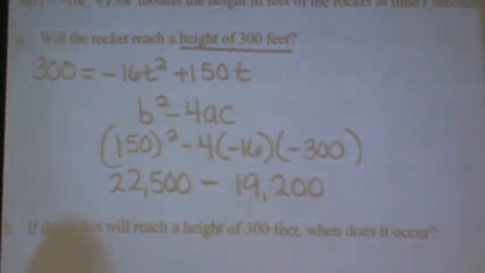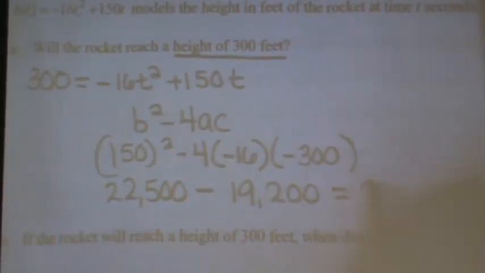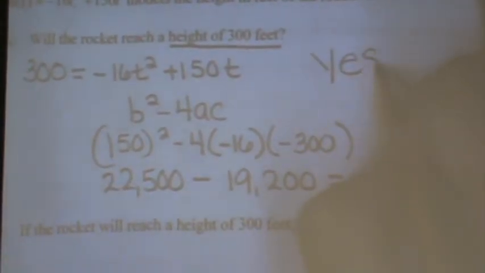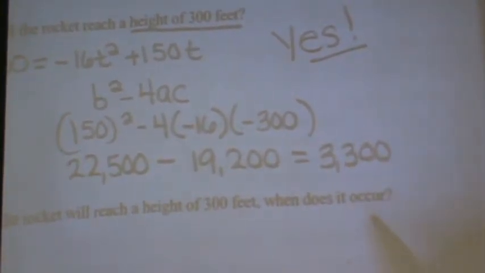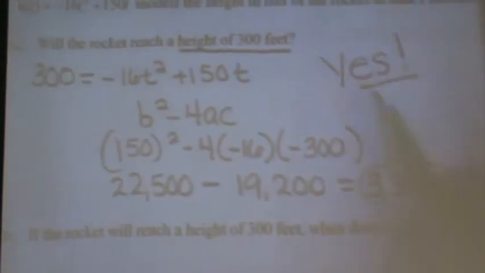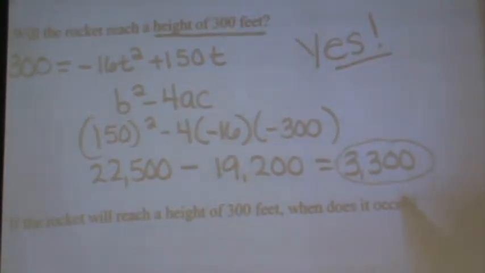So, will the rocket reach that? I want to know, yes or no? Yes, because that's going to come out positive. 22,500 minus 19,200 gives us 3,300. So the discriminant is telling us that yes, we will get an answer because that's positive. How many answers are we going to get? Two. So in other words, at 2 different times, we're going to reach 300 feet. Why are we going to get 2 answers?